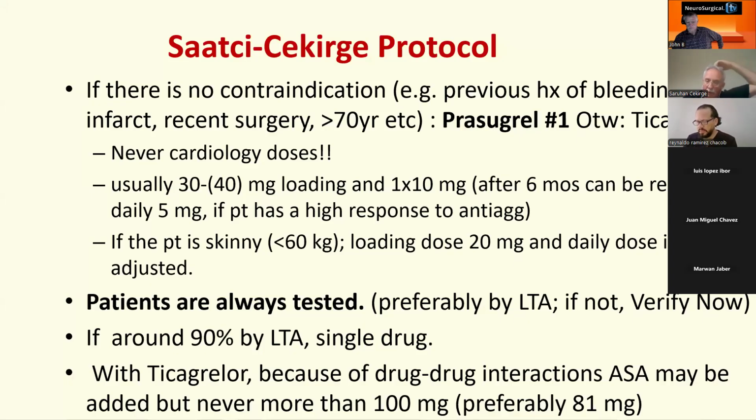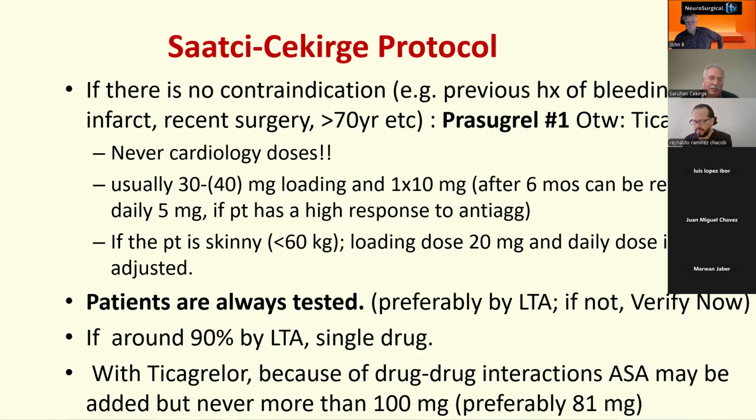So this is our protocol. Our main drug is Prasugrel. We haven't done a single aneurysm treatment with other means, not only flow diverters, for 15 years with clopidogrel. Prasugrel is our number one drug. But if the patient is older than 70 and there is a recent surgery, or if there is an ischemic brain, we can use ticagrelor too.